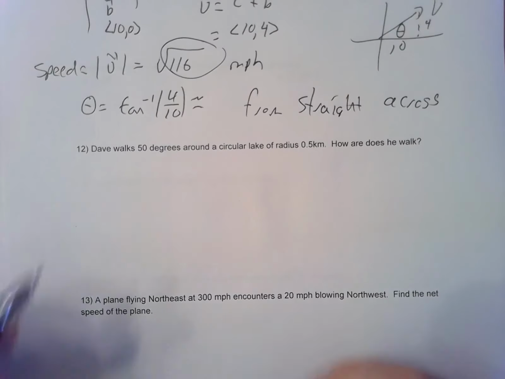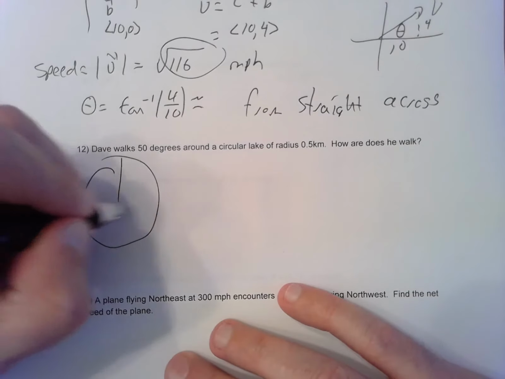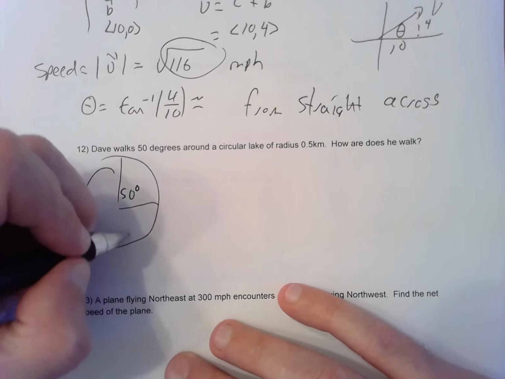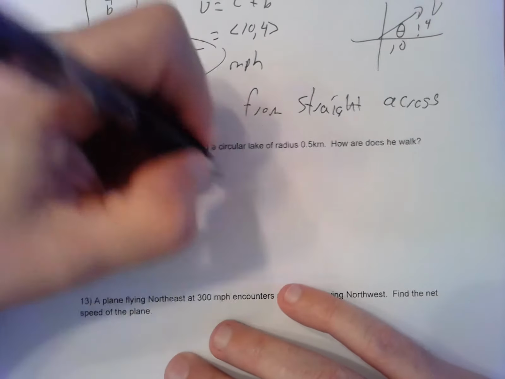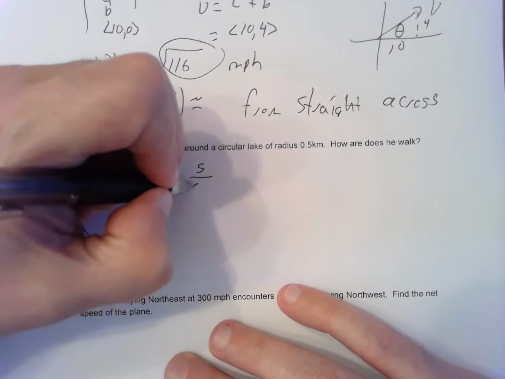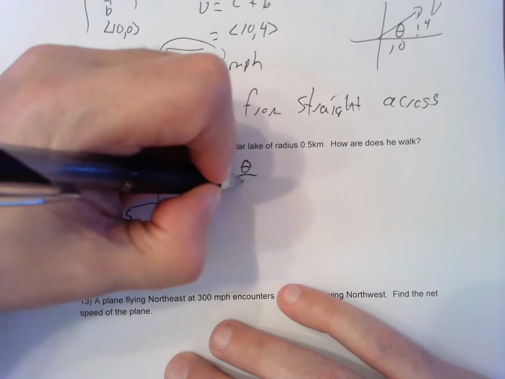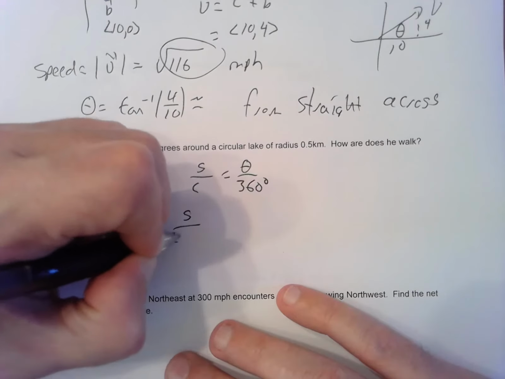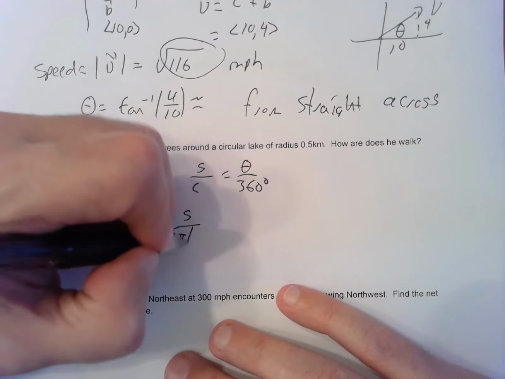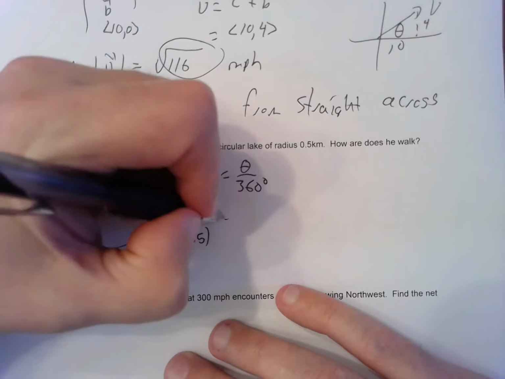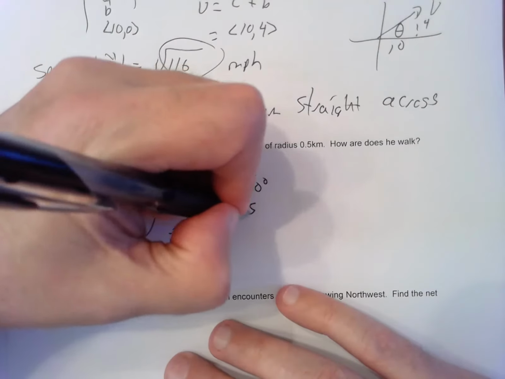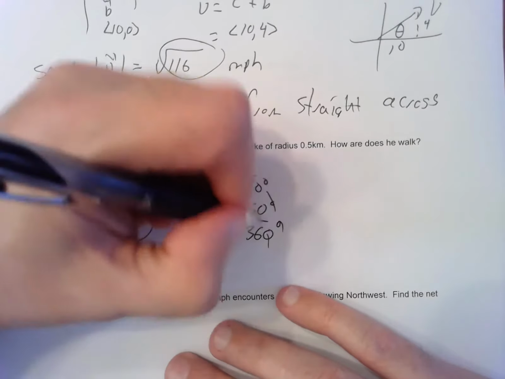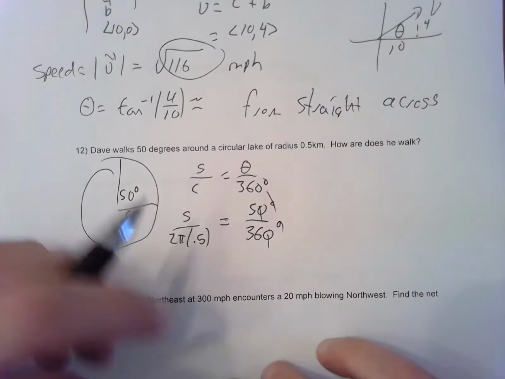Okay, we got Dave walking around a circular lake. This is a 50-degree angle. We're told the radius is 0.5. Okay, so S over C is theta over 360. S over 2 times pi times R will be 50 over 360 degrees. Degrees cancel, the zeros cancel.